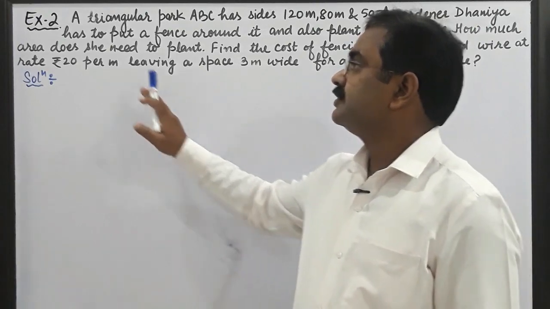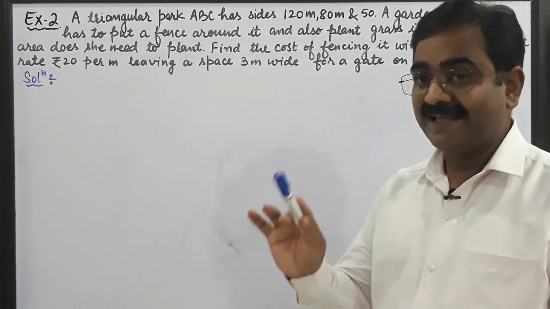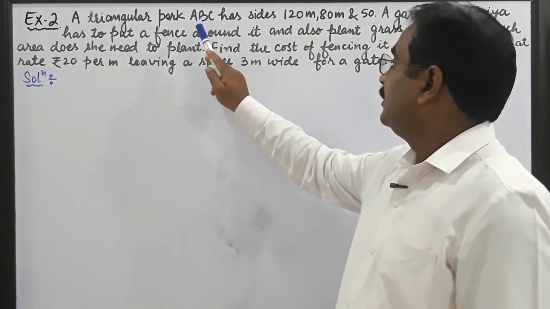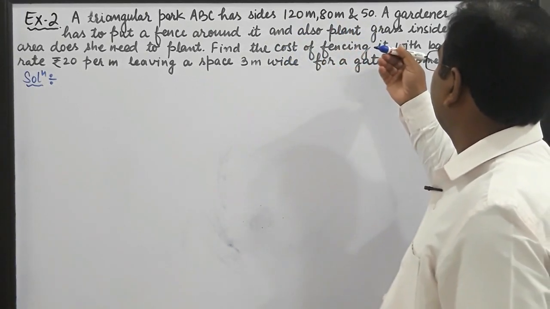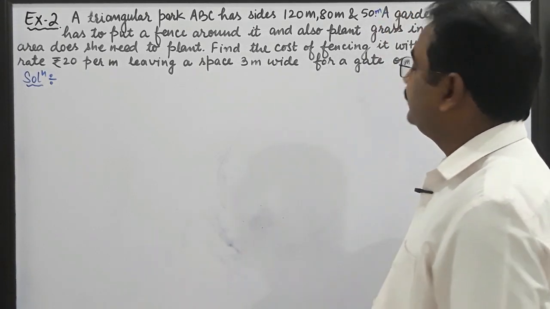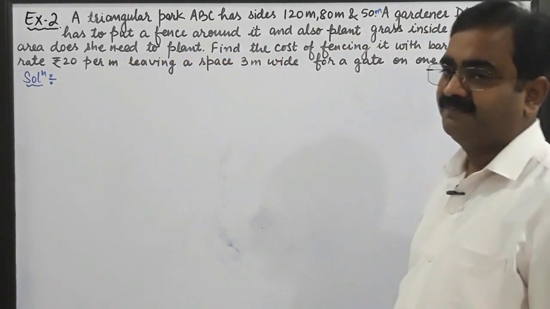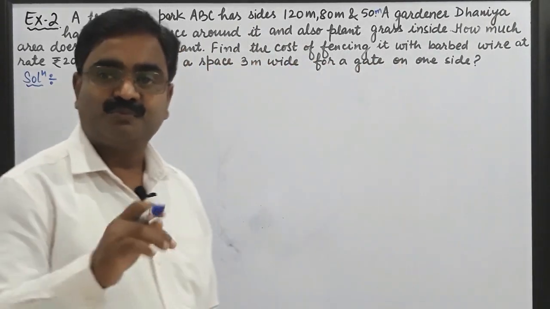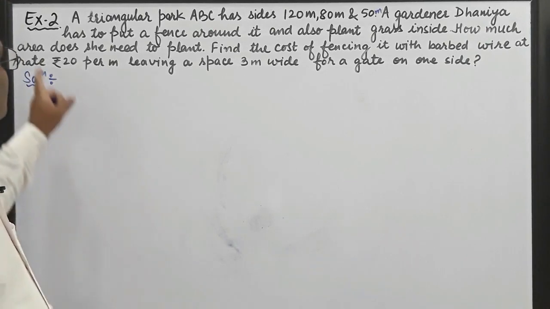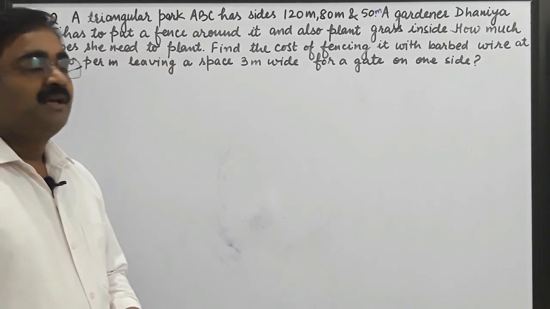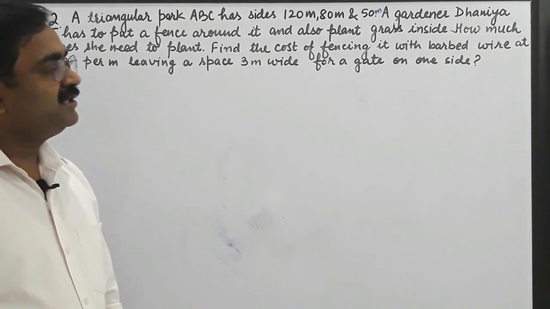Today we are going to discuss example number 2. See what is given in this example. A triangular park ABC has sides 120 meter, 80 meter and 50 meter. A gardener, Dhanya, has to put a fence around it and also plant grass inside. How much area does she need to plant? The triangle has sides 120 meter, 80 meter and 50 meter.